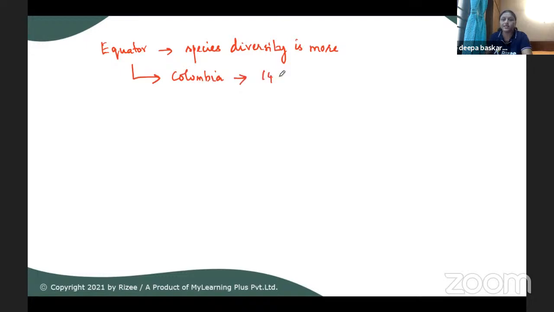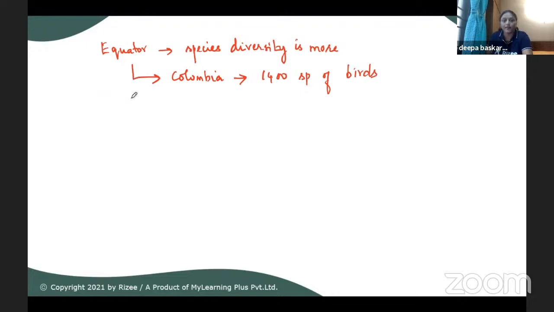If you compare near the equator, species diversity is more. Let me give a few examples. For example, at the equator, Colombia is there. I'm talking about birds alone. 1,400 species of birds are there in Colombia.